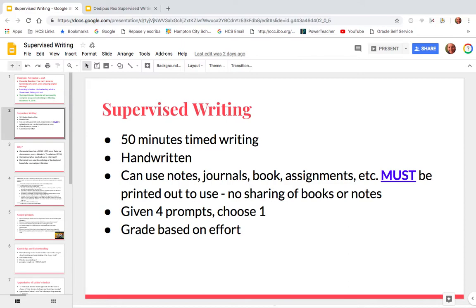However, you can use any hard copies of notes, so your dialectical notes are fine. You can print out any of the assignments that we've done, the journals. You can use the book, but everything must be a hard copy or printed out of some sort. You cannot use an electronic device. And this is in order to make sure that you get as much original thinking as possible.